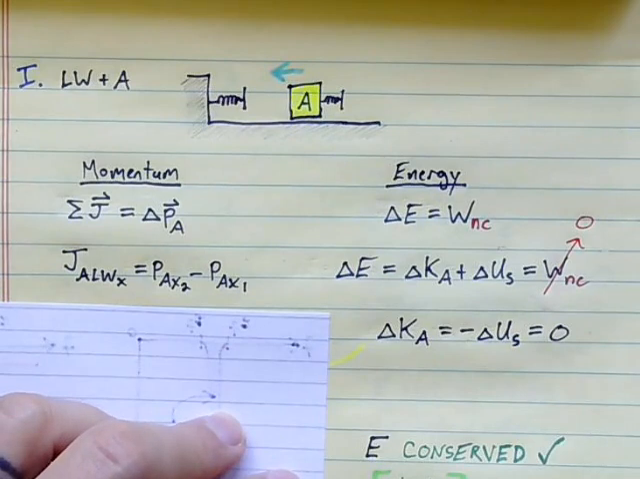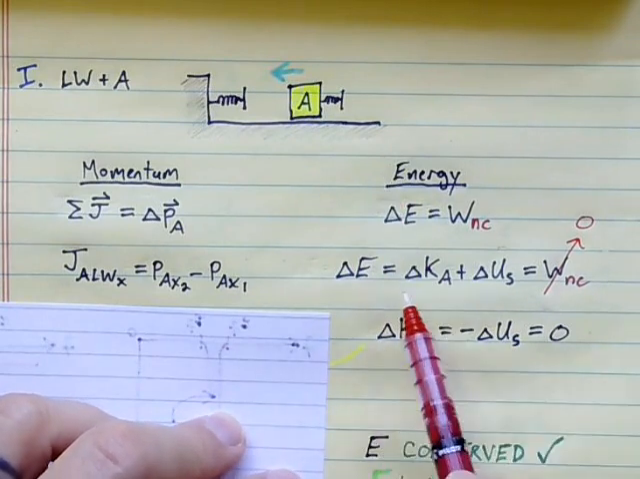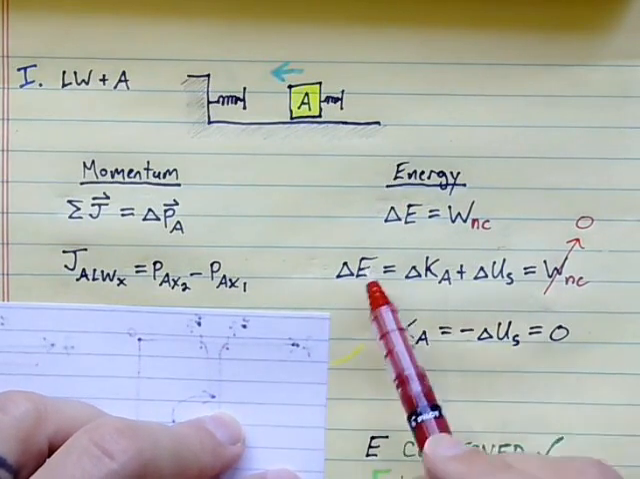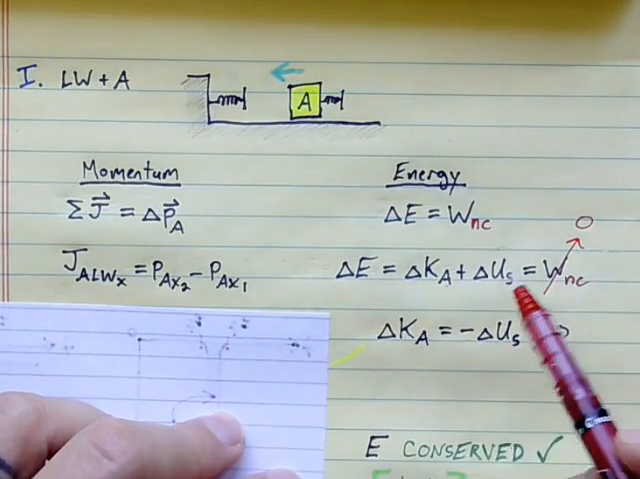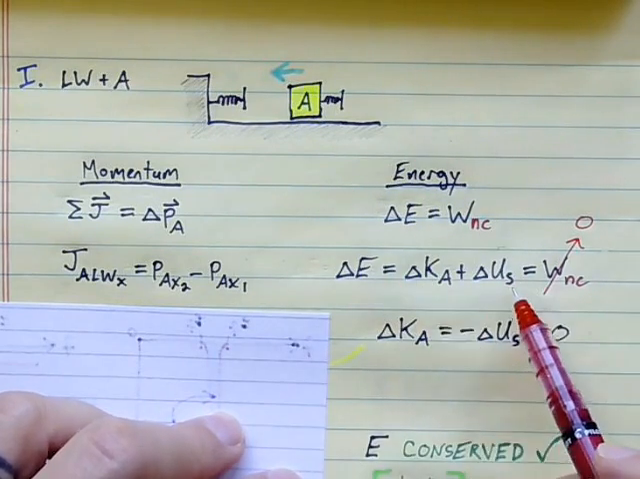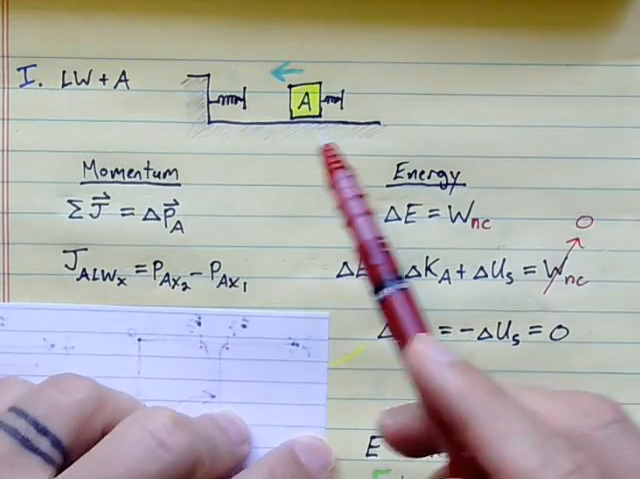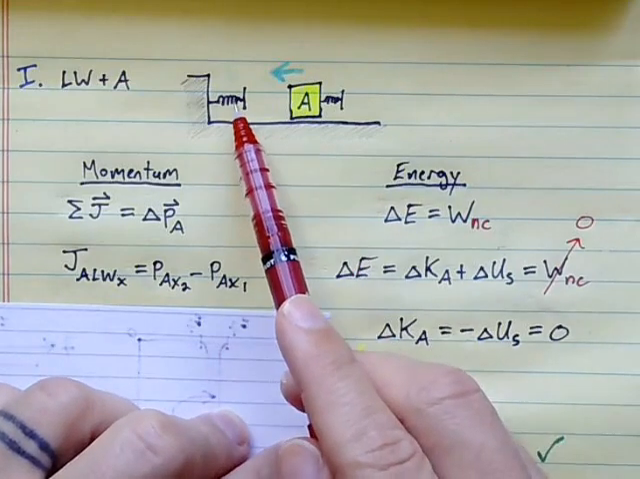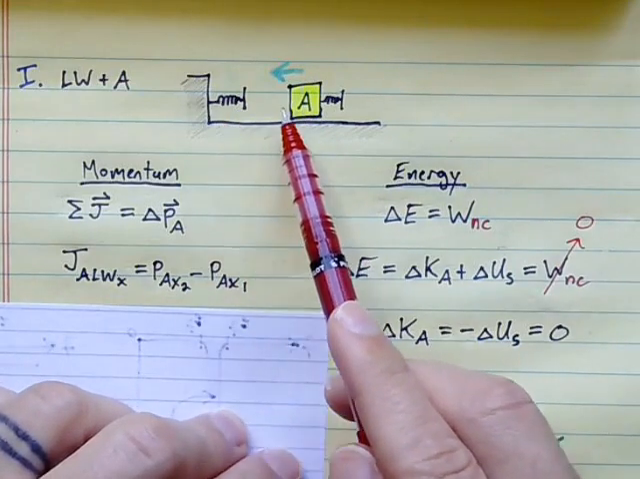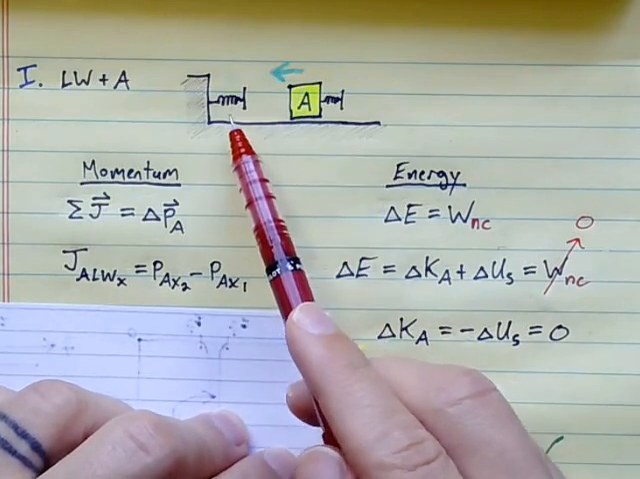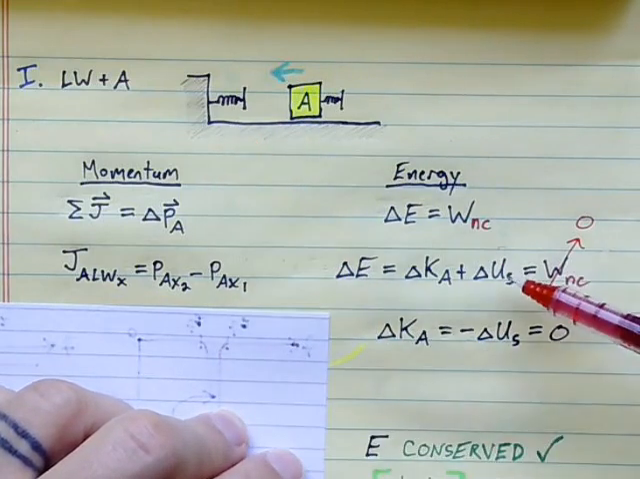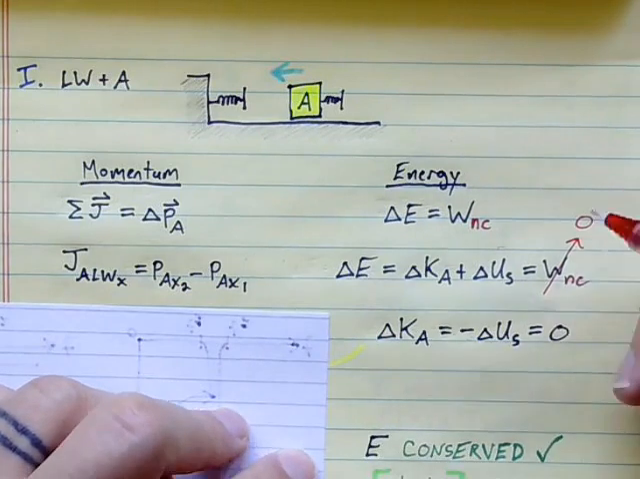So the conservation of mechanical energy for box A looks like this: the change in kinetic energy plus the change in spring potential. And if our moment 1 is before the spring is compressed, and our moment 2 is after the spring has returned to its original length, then at the very beginning, US is 0, and at the very end, US is 0.